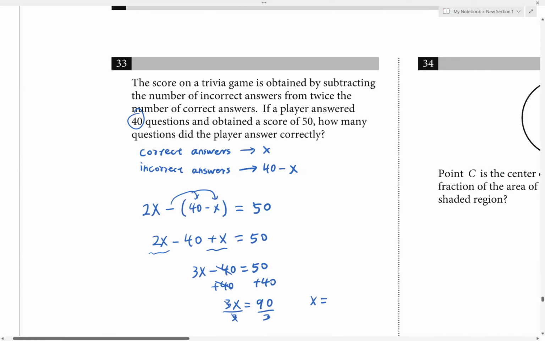So you get x equal to 90 over 3, which is going to be 30. Okay, so that's our final answer. x equal to 30. And we said x represents the number answered correctly, so that should be our final answer for this question.